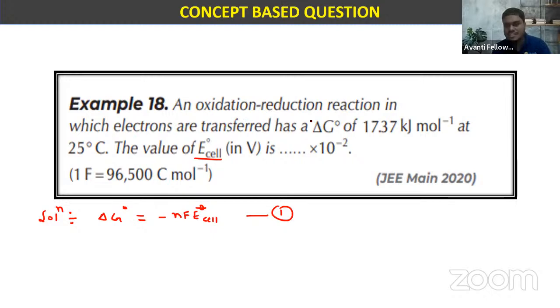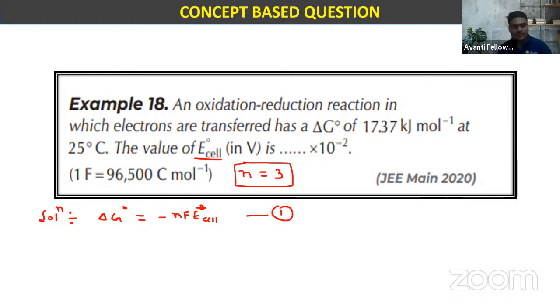So this is an oxidation reduction reaction in which electrons are transferred. Delta G is given as 17.37 kilojoule per mole at 25 degrees Celsius. The value of E naught cell in volt is dash into 10 raised to the power 2. Just calculate the value, beta, quickly. Here one more piece of data is also given, that is the number of electrons is equal to 3.